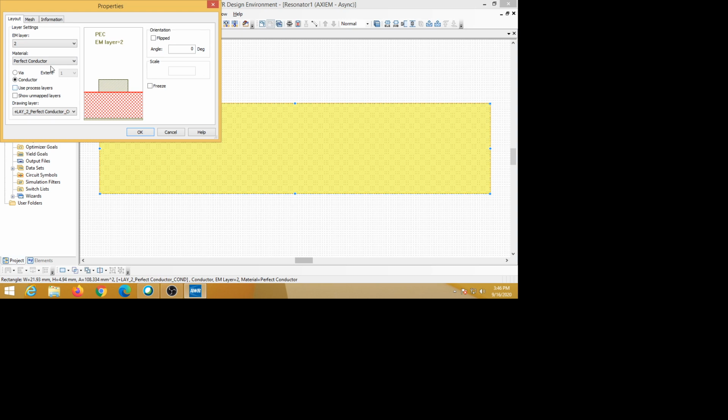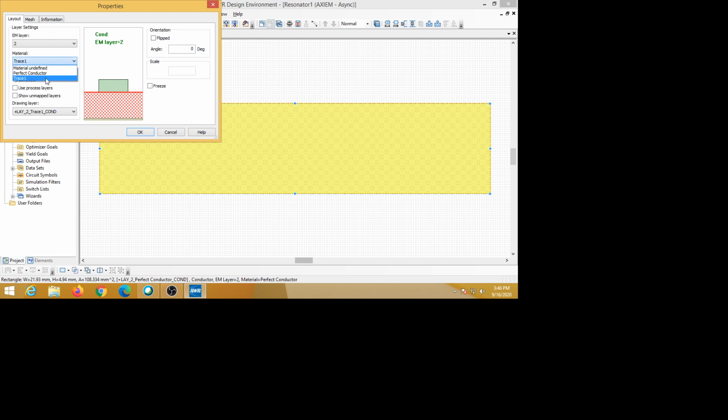Here, see layer 2. Over layer 2 we are drawing our structure. We are not using perfect conductor. What we are using is trace 1, the name of the one we gave for copper is trace 1, so you should choose it. Now you see this color came here, because we gave a green color with stripes like this, so this is now copper.